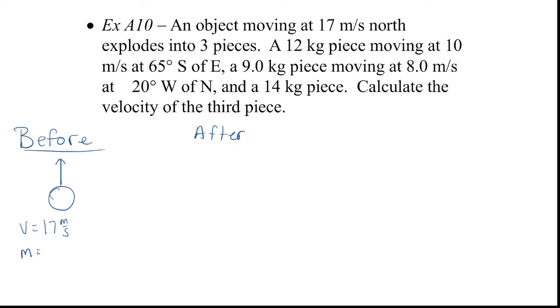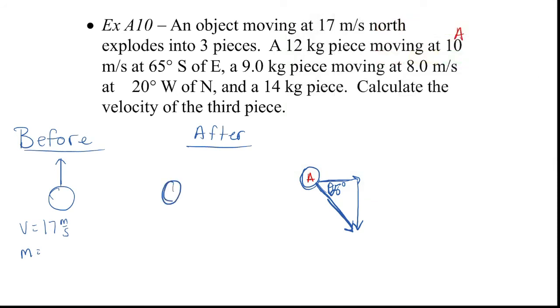Okay, so I'm going to try to draw these three pieces. We know one's going south of east, so I'm going to draw that one over here, because south of east is this way, and I don't want it to get in the way of the other stuff. Then I'll draw my diagram. That's a 65 degree angle. I'm going to call that piece A, just because I need a way of keeping track of stuff.